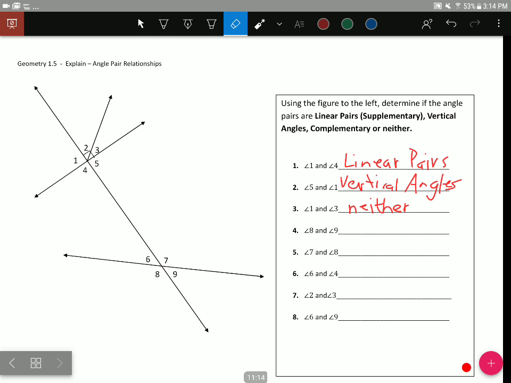All right, 8 and 9. That would be these 2 down here. Those are what? They're supplementary or linear pairs. Either way, I'll write supplementary this time, just because I need to remember how to spell it. Supplementary.